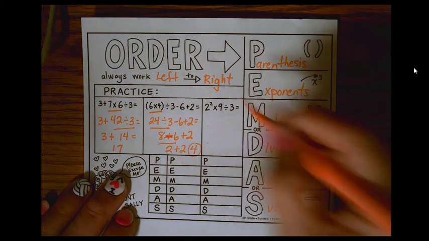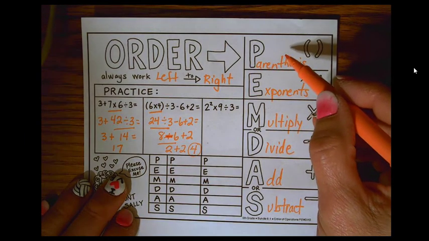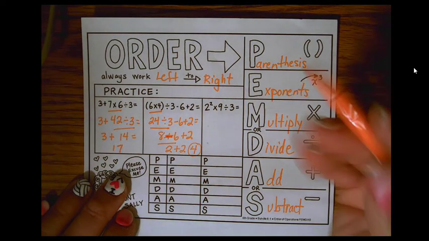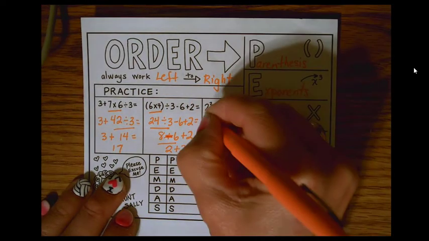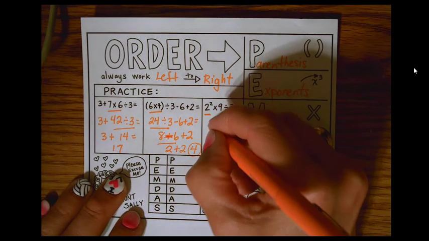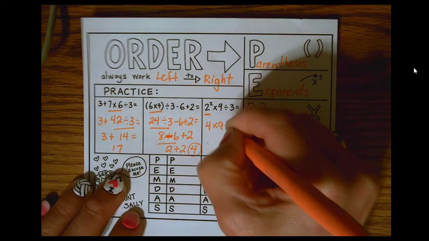The last expression, again, I'm going to look for groupings or parentheses, and I don't see anything. The next thing I look for is exponents, which this expression has an exponent. So I'm going to underline that. That's the first thing I'm going to do. 2 squared, 2 times 2 is 4. Write the rest of the expression.